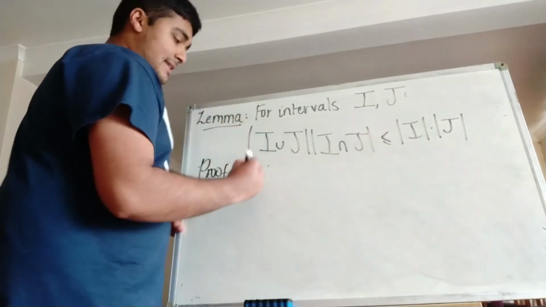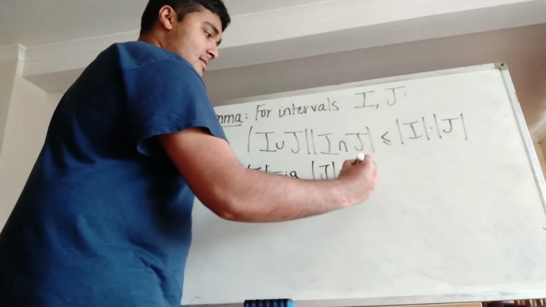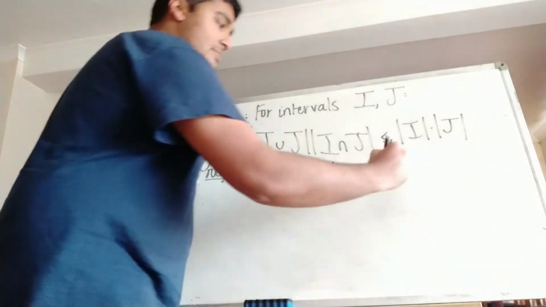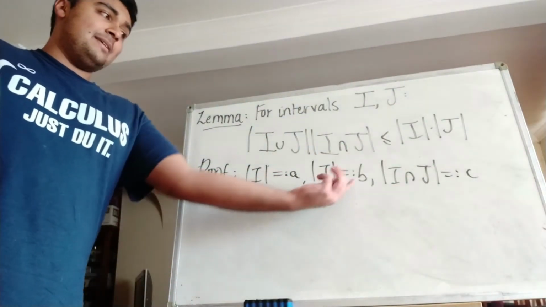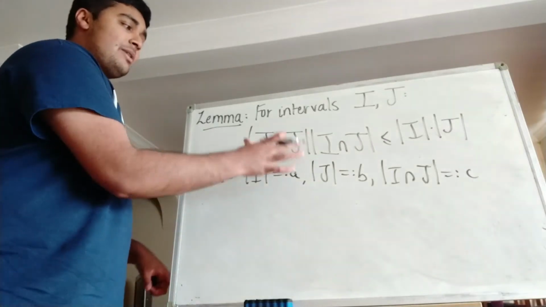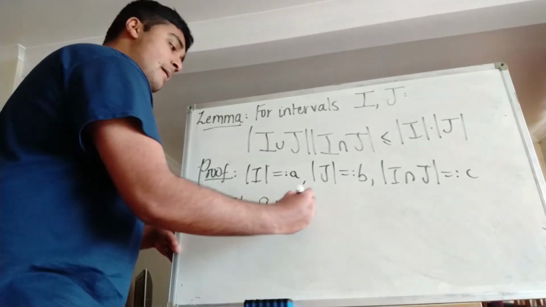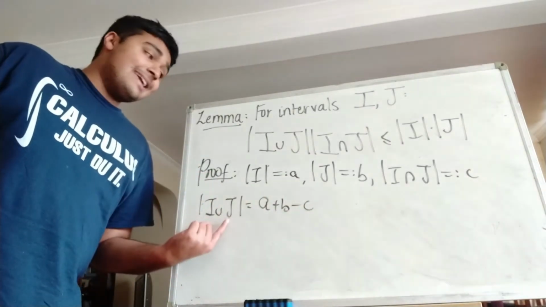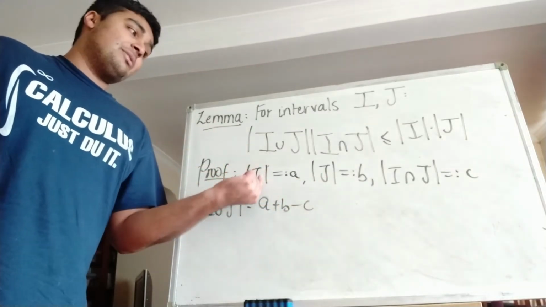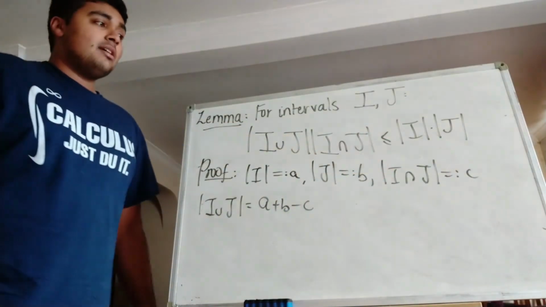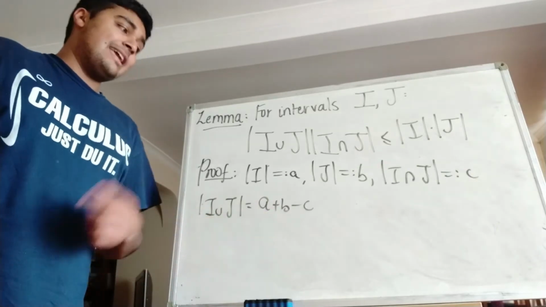What we're going to do is call the length of I A, call the length of J B, and then the length of I intersect J we'll just call C for now. So we have A, B and C, and now by inclusion-exclusion we can work out that the length of I union J is A plus B minus C. The reason is that this set has all the elements of I and all the elements of J, so A plus B, but we've double counted the elements that are in both I and J, so we subtract off the intersection, and that's C.